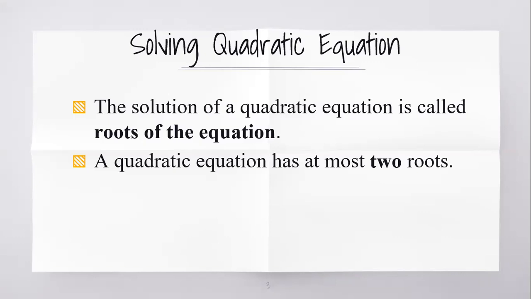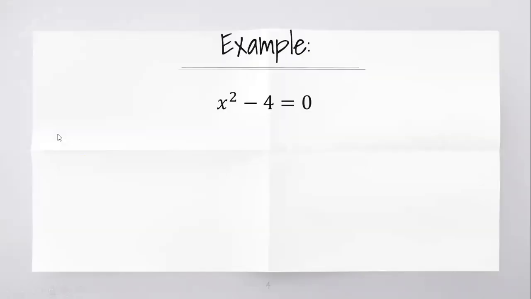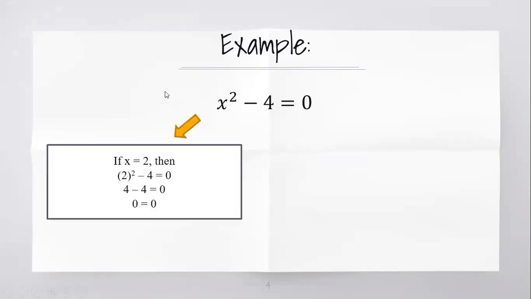To visualize these concepts, let us have an example. For example, we have x squared minus 4 is equal to 0. So mag-iisip tayo ng values ng x na kung saan when substituted and subtracted from 4 will become 0. Ano kaya? So those are positive 2 at saka negative 2. To check kung tama ba yung sagot natin: if x is positive 2, then when 2 is substituted to our original equation, x squared minus 4 is equal to 0, that will become 0 is equal to 0. Therefore, 2 is a solution of that equation.